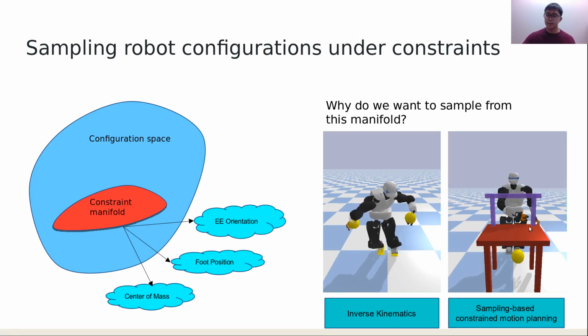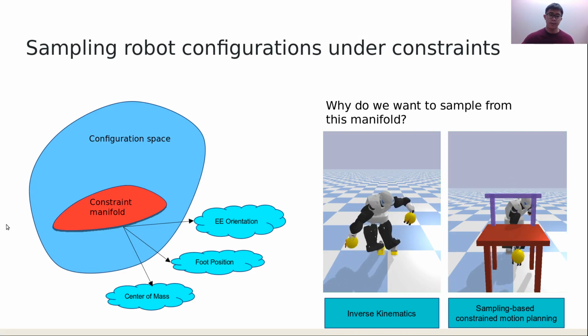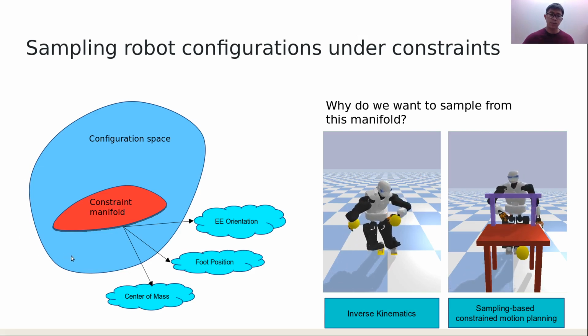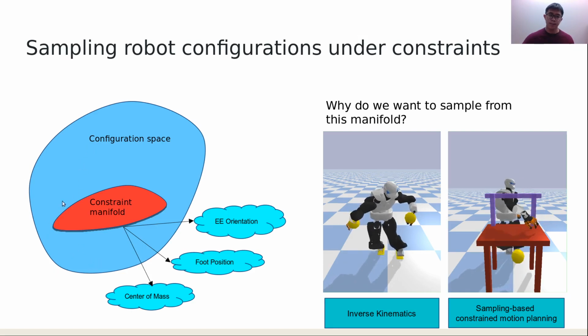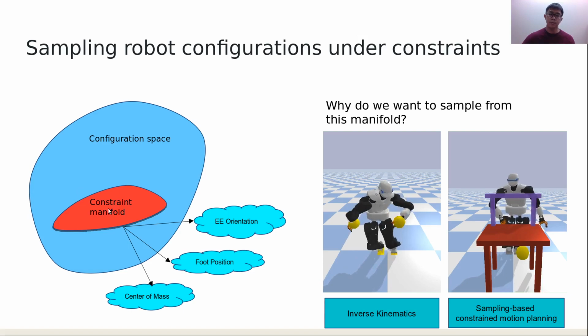Another example is sampling-based constraint motion planning. This is usually based on the standard RRT. In the standard RRT, we want to build a tree of configurations in this configuration space. So the tree starts from the initial configuration and it extends towards the goal configuration. When the configurations have a lot of constraints, on the other hand, we need to build the tree on this constraint manifold. So we need to be able to generate configurations that are from this manifold.